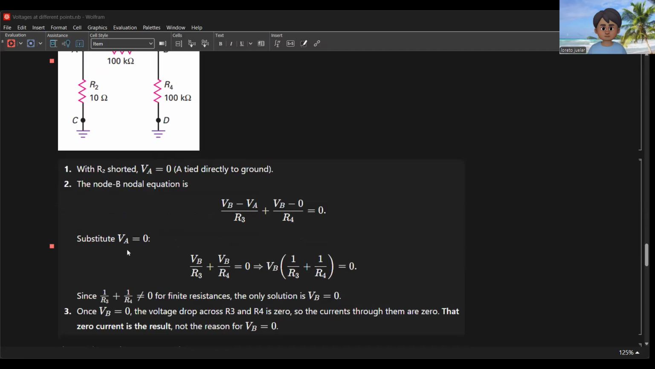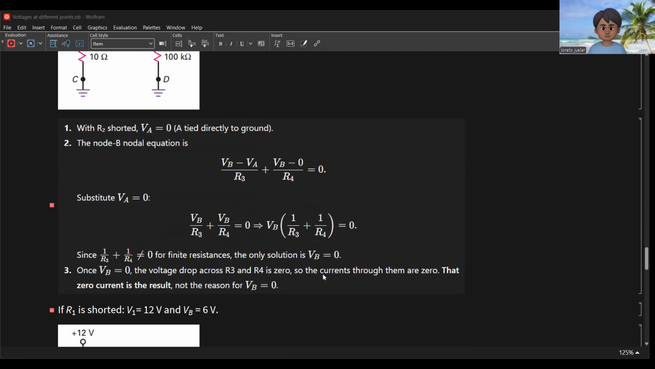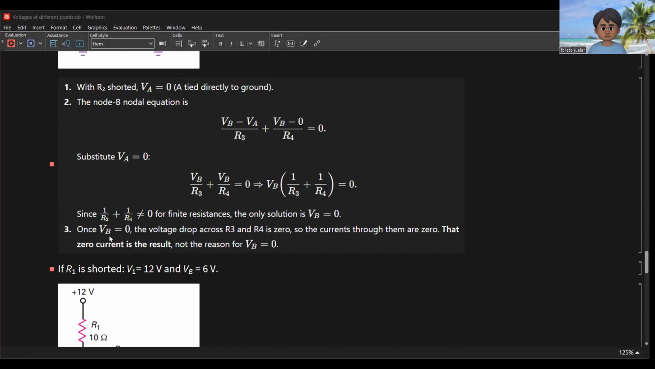So if the voltage at point A equal to 0, the voltage at point B is also equal to 0 by just solving these equations. So once the voltage at point B equal to 0, the voltage drop across R3 and R4 is 0. So the current through them are 0. That current is the result, not the reason for the voltage at point B is equal to 0.